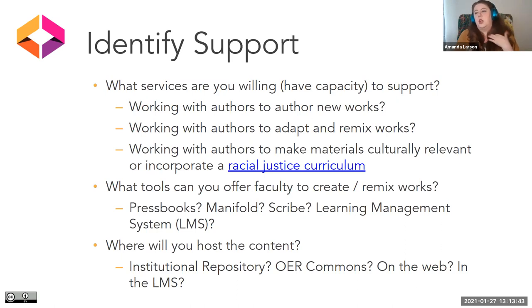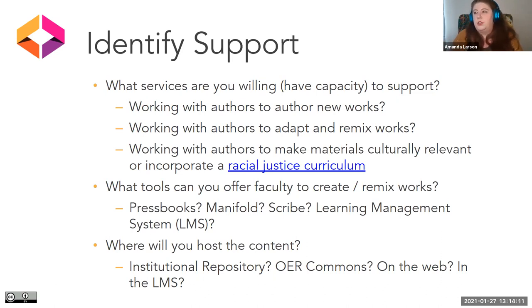So starting with the do-it-yourself model, what services will you have the capacity to support? This is really important to think about if it's only you or a very small team. What are your actual limitations for what you can support? So will you be working with authors to create brand new textbooks? So starting from scratch, they're going to build something brand new.